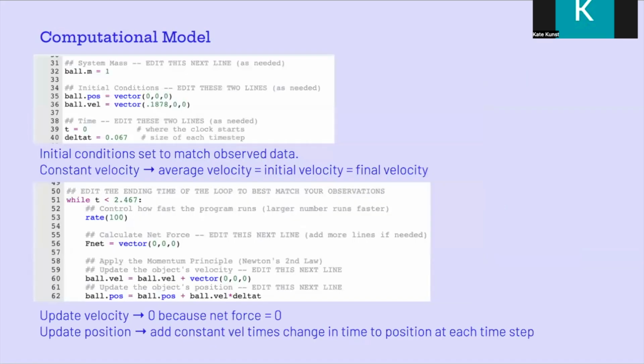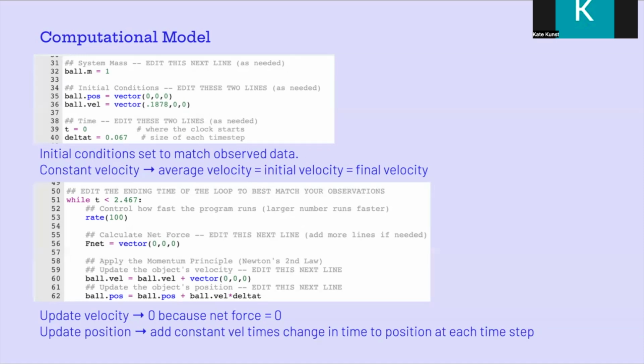So for our computational model, we set the initial conditions to match the observed data. The initial position was at the origin, and the initial velocity was equal to the average velocity, because considering that we're trying to plot the predicted motion of constant velocity, our average velocity is going to be equal to the initial velocity, which is also equal to the final velocity. To get this average, I took the final position minus the initial position divided by the change in time.